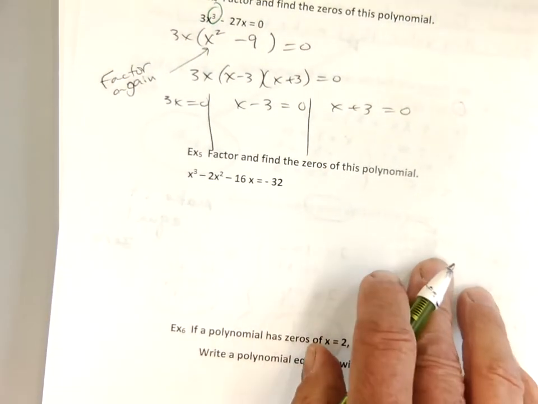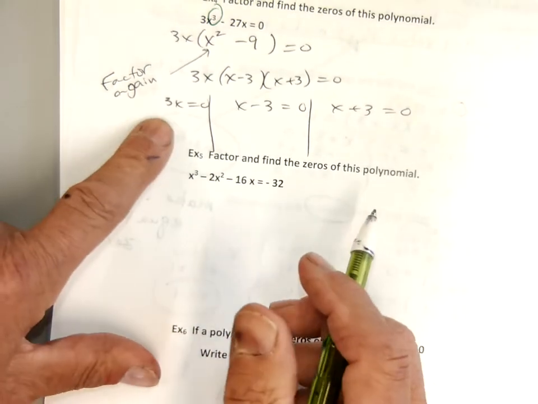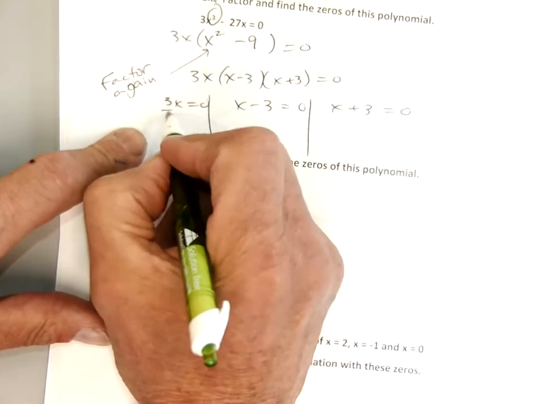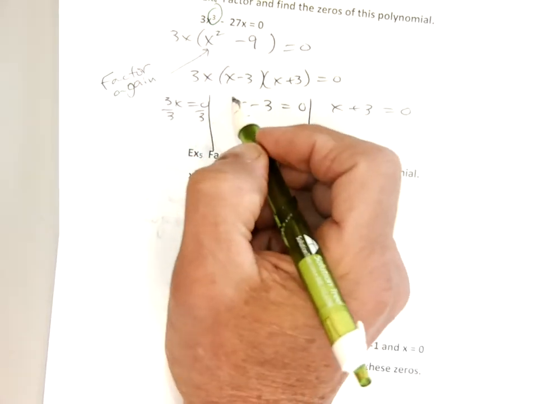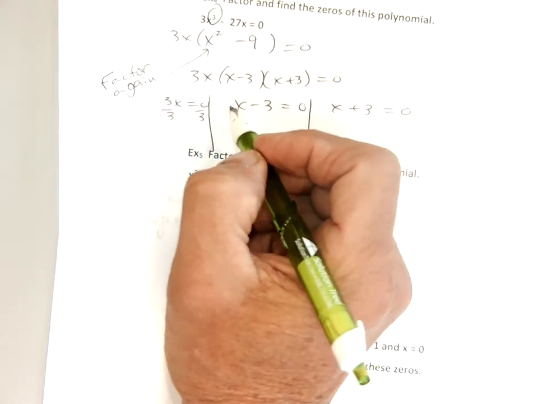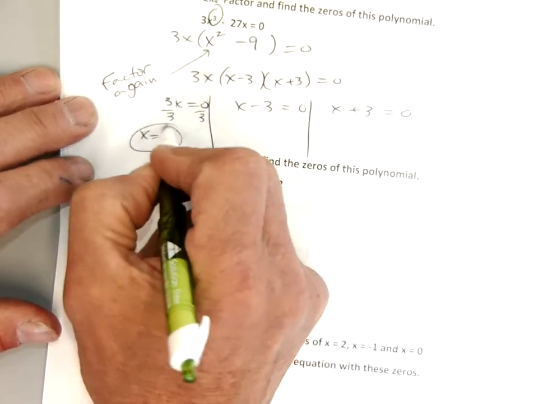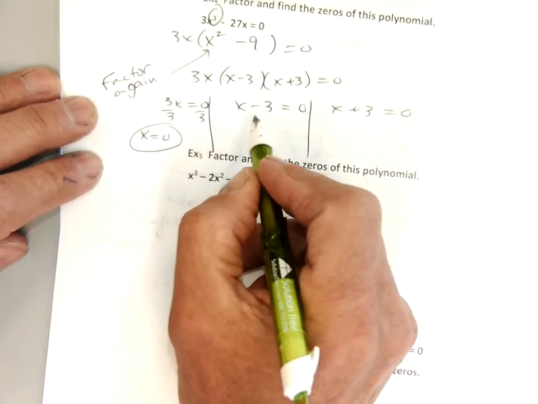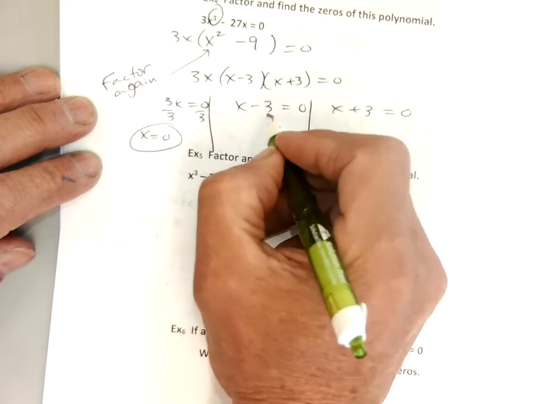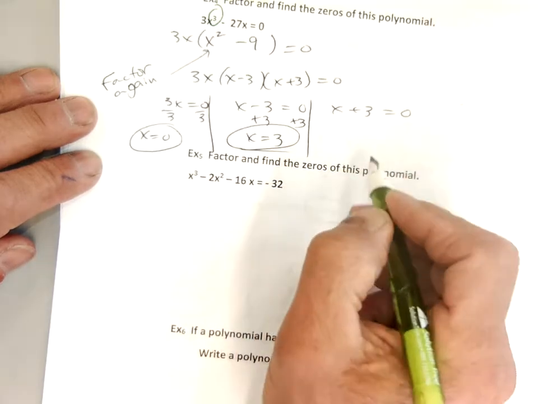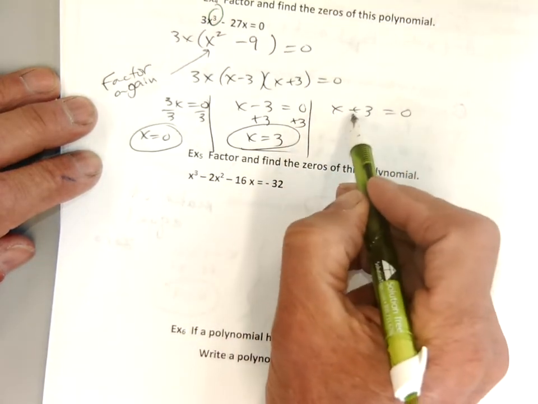All right. Solve for x. What am I going to do? Divide by 3. Don't let this trick you. 0 divided by 3 is just 0. You guys okay with that? That's my first answer. Plus 3, right? x equals 3. Solve for x. Minus 3. x equals negative 3.